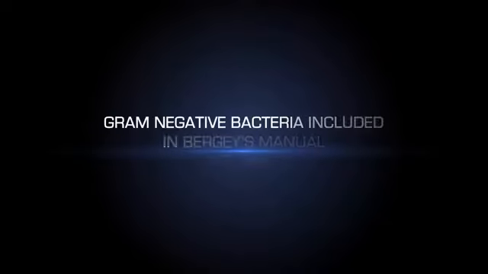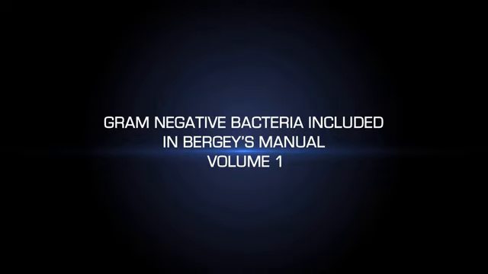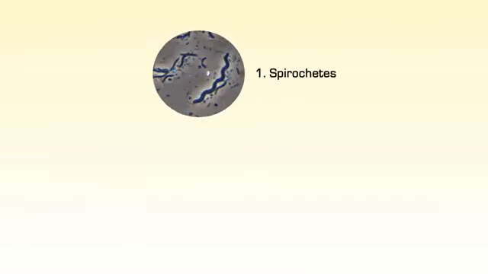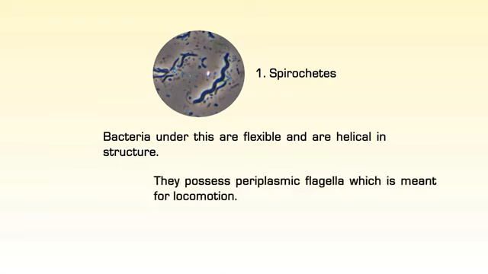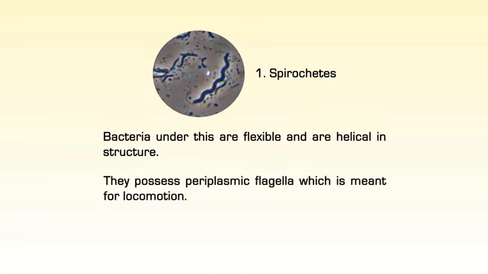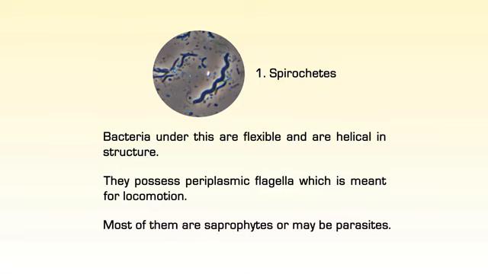So now we'll come to the gram-negative bacteria that are included in the Bergey's Manual Volume 1. So the first one comes the spirochetes. So bacteria under this are flexible and are helical in structure. They possess periplasmic flagella which is meant for locomotion. So most of them are saprophytes or sometimes it may also be parasitic in nature.